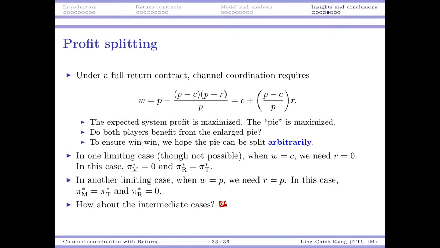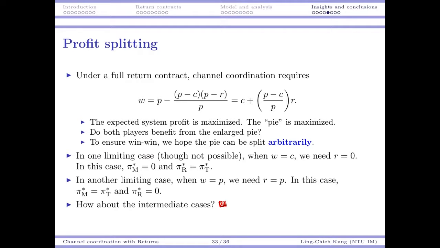Interestingly, you can see that from the system's perspective, all the pairs of W and R that satisfy this equation are the same, because the system together earns the maximum amount of money. But we also care about whether both players benefit from the maximized total profit. Okay? Because previously, under a wholesale price contract, each of them was earning some amount of money. If under return contracts, the system profit is maximum, the system profit is a lot, but one of them is earning a smaller amount of money, then that return contract cannot be implemented. So we need to ensure win-win, okay?